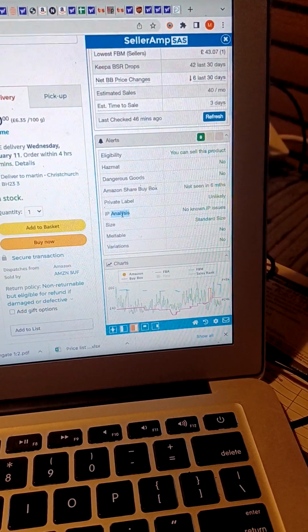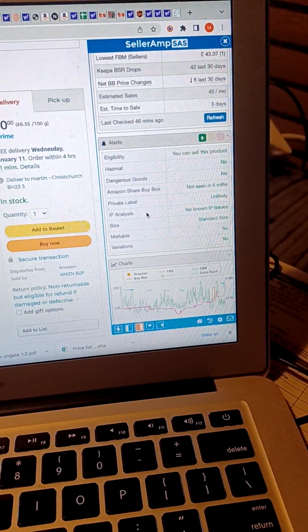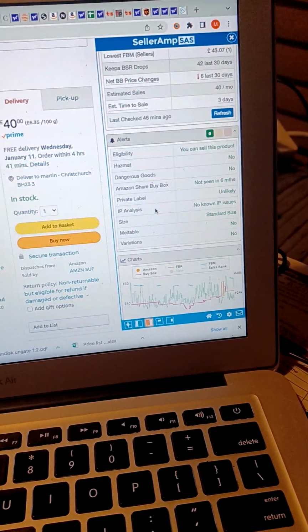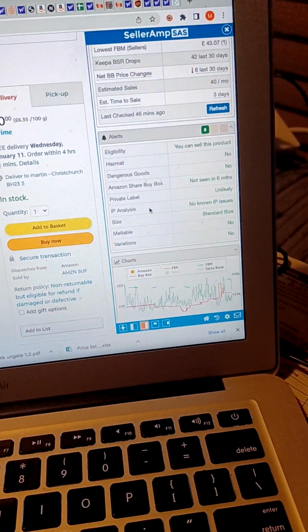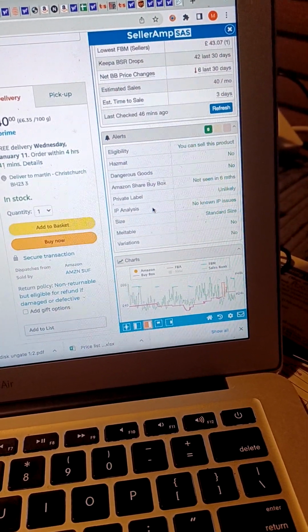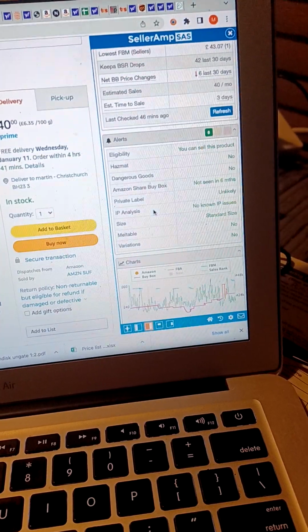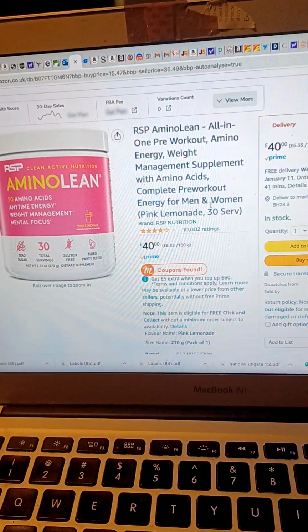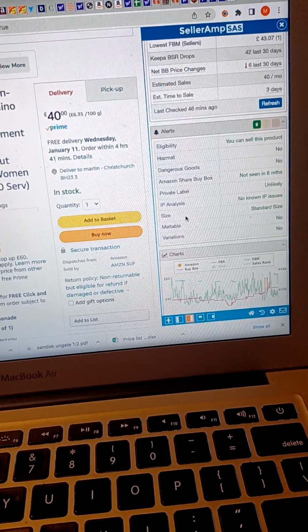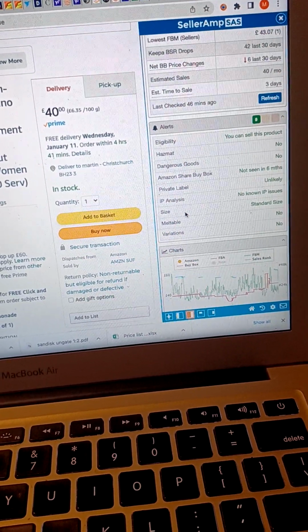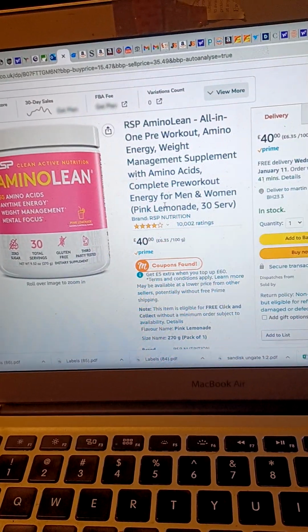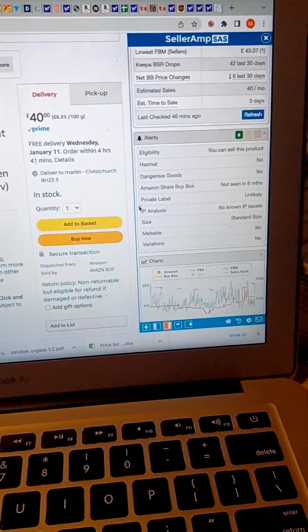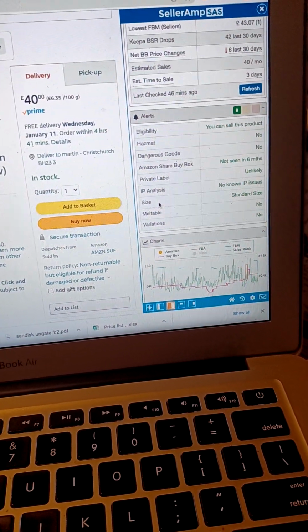IP analysis, intellectual property. Some brands do not let you sell their items. I don't know. I think you can't. I might be wrong, but like Adidas, you can't be putting Adidas because they won't let you, I think, but you get the idea. Adidas, Nike, these types of things, you can buy them on Amazon, but they come from the manufacturer. They come from Nike. They come from Adidas.